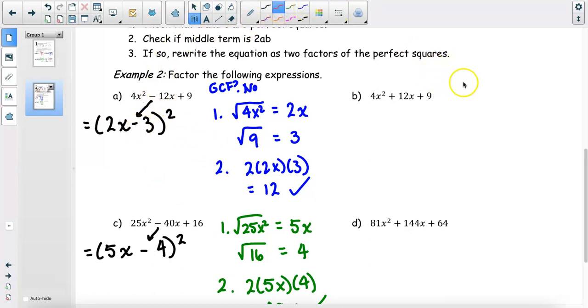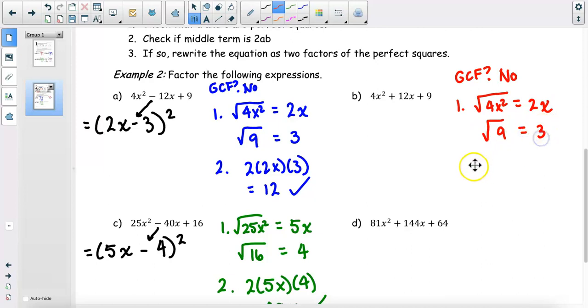Okay, so same thing with this one. The GCF in this case is also a no. Okay, 4x squared plus 12x plus 9. Again, I know it's the same one as example A, but the only difference is this positive. What we do is go through the same process. You can notice that 4x squared could be square rooted nicely into 2x, and 9 can be square rooted nicely into 3. So now we're just going to check again. Does 2 multiplied by that square root give us 12x? And this one, again, gives us 12x.